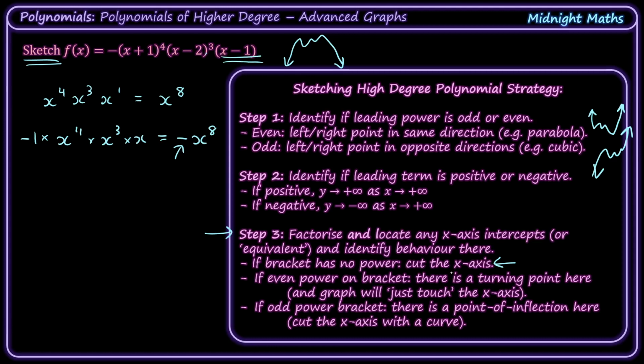So first of all, if it has no power on that bracket, so for example here, that's where it will just cut the x-axis. It will just go through the x-axis at that point. So corresponding to this bracket, I'll have cut the x-axis.